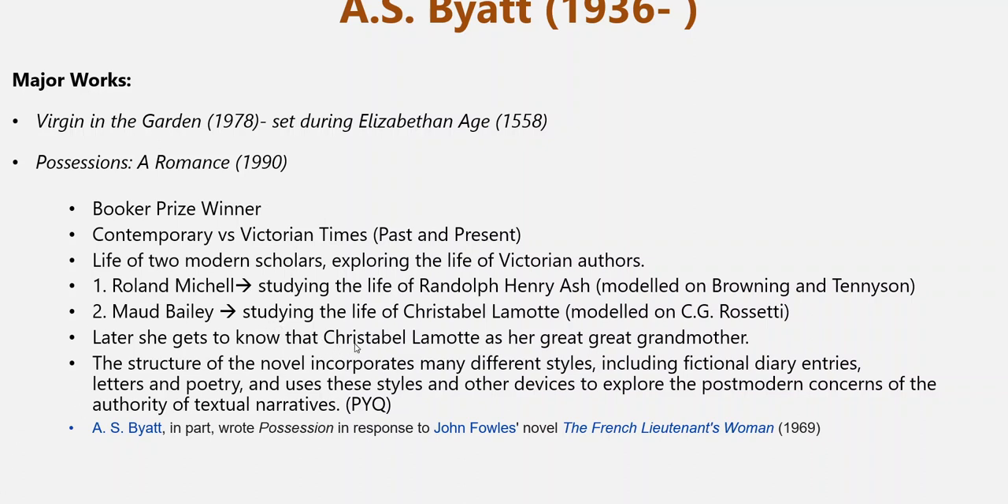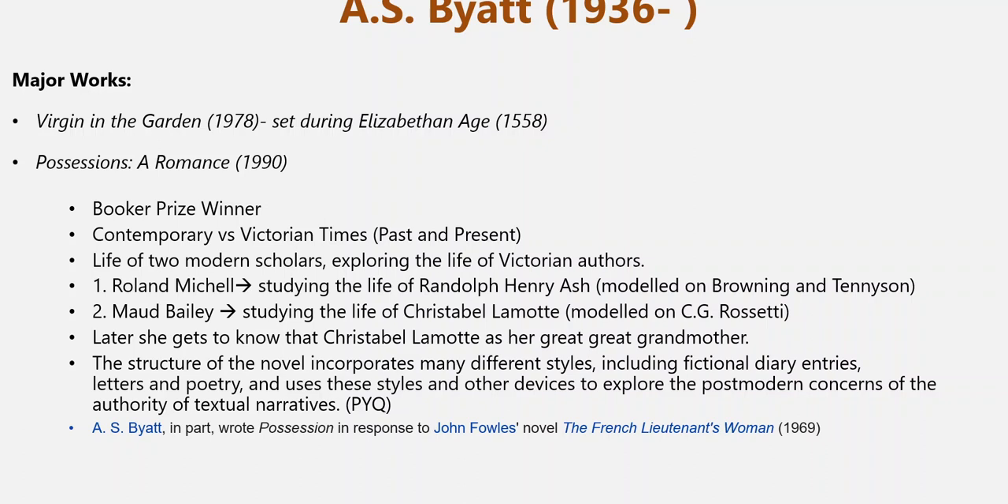Later, she gets to know that Christabel Lamotte was her great-great-grandmother. During her research, she finds out that Christabel Lamotte, on whom she is researching, was her great-great-grandmother. Maud Bailey's great-great-grandmother. So see how they are related, associated.